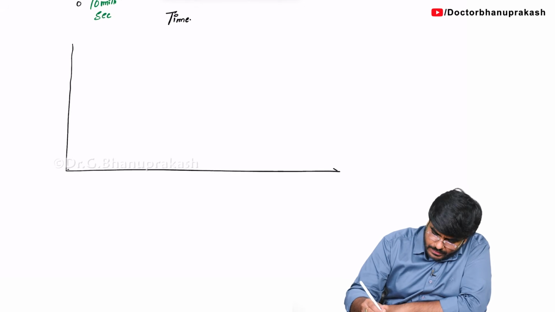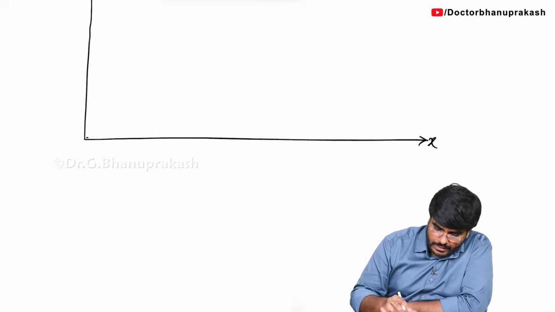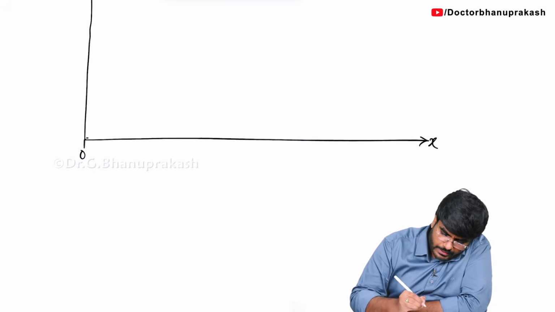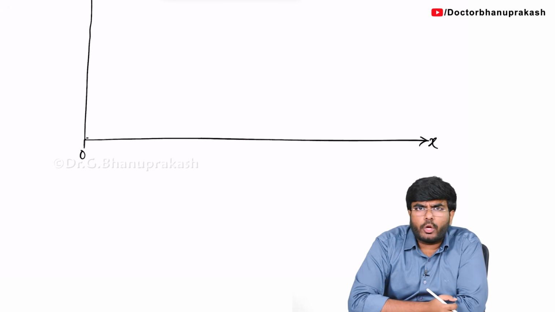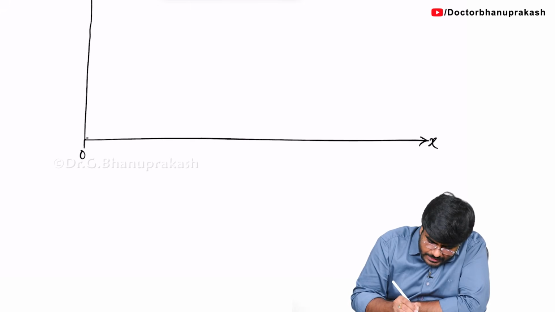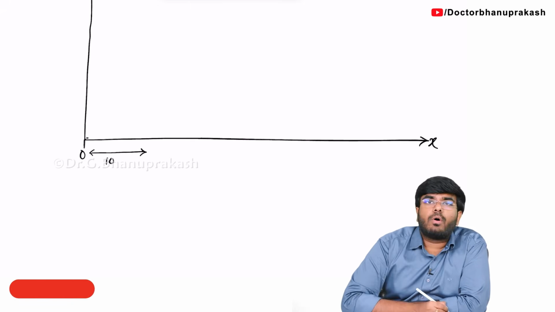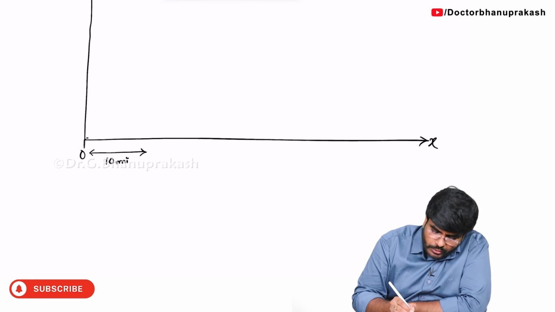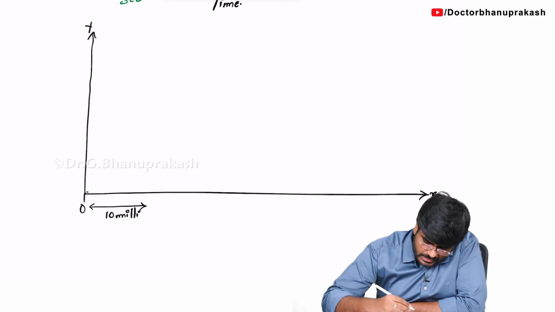Let's say here is the x-axis, here is the y-axis. Now at 0 millisecond, I am going to stimulate a motor neuron. So after some time, let's say 10 milliseconds, what will happen? Contraction is going to begin. So this is the contraction phase.